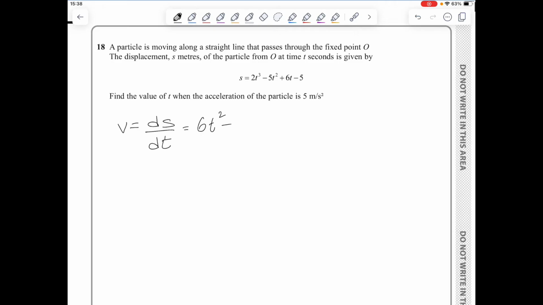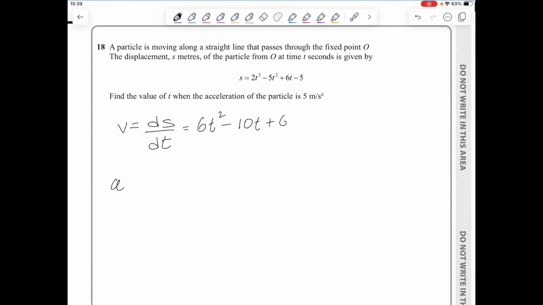For the second one, minus 5 times 2 is 10, t to the power of 1, no need to write it. For the next term, 6t, the power of t is 1, so 6 times 1 is 6. T to the power of 0, no need to write it. And the last term is a constant, the derivative is 0.